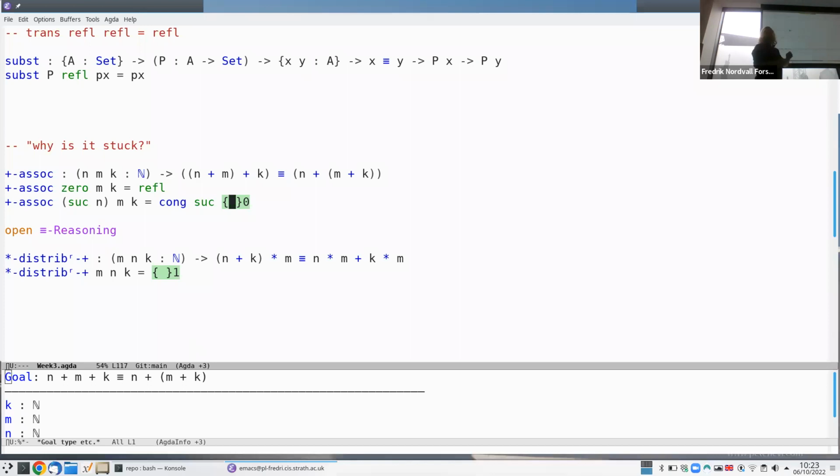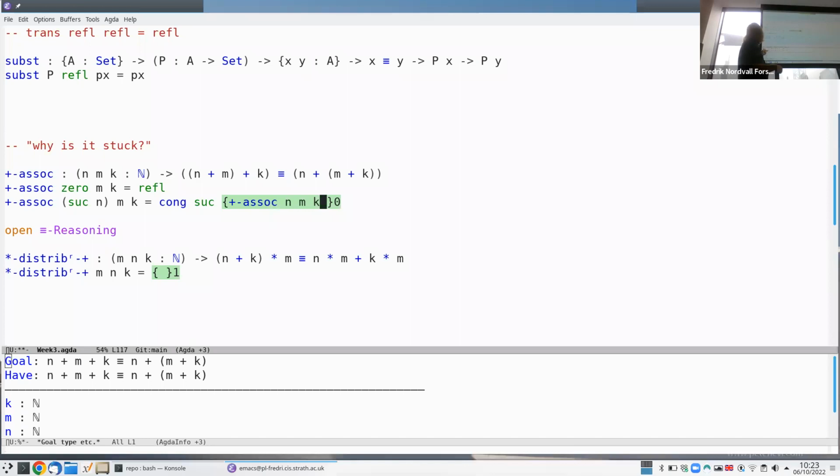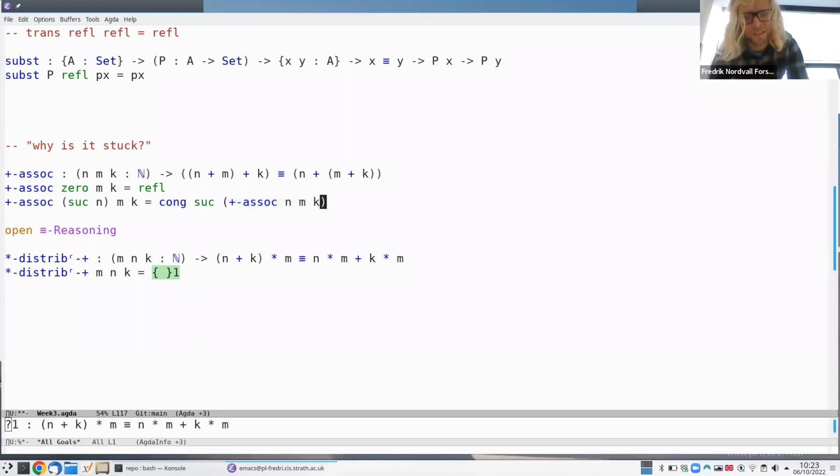So the clause of MMK, Control-C, Control-full stop, because I'm paranoid. And then I see that it has the type that I want. So I give that Control-C, Control-space. I reload just in case. So that's the usual game.